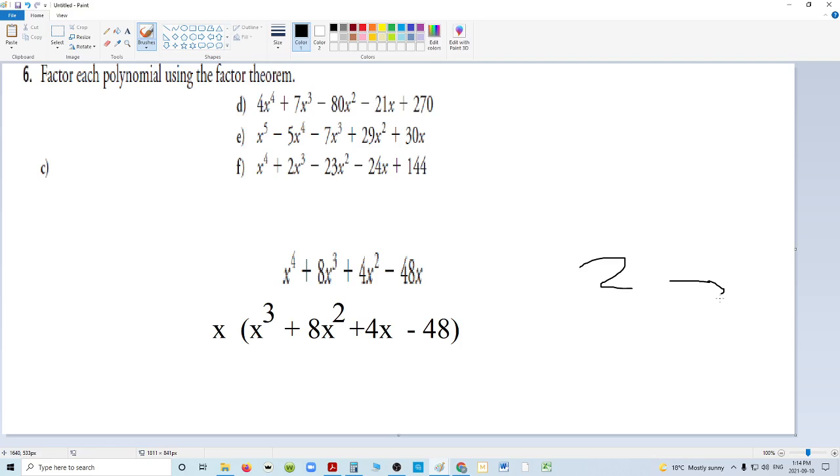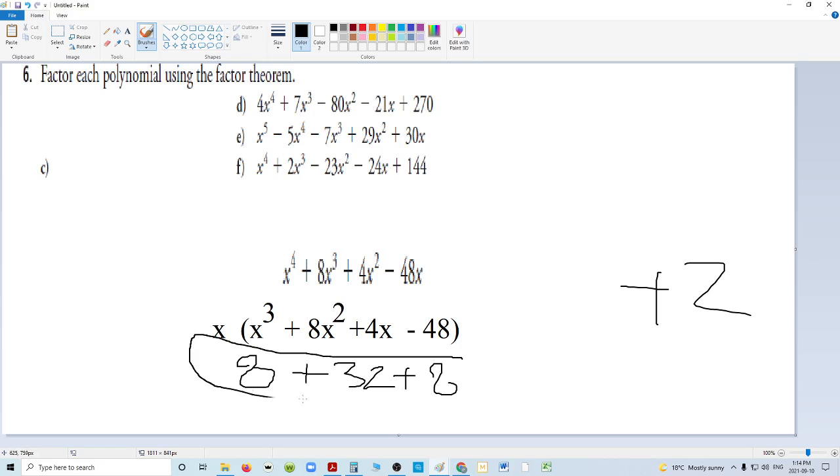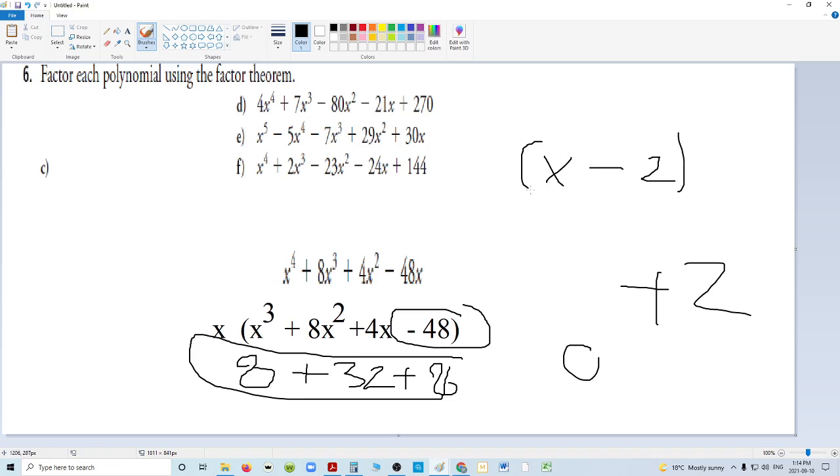You can save some time. Just looking at 2, I'm probably going to aim towards a positive number because of this big minus 48 here. So if I start with 2, this becomes 8. 2 times 2 is 4, times 8 is 32. And then this last one is 8. You can immediately see that this adds up to 48, and so when I subtract 48, I get 0. So that means plus 2 is a root, which means x minus 2 is indeed a factor.